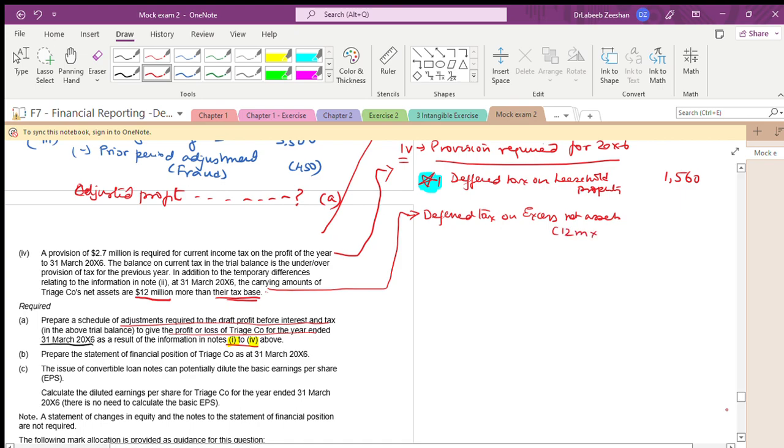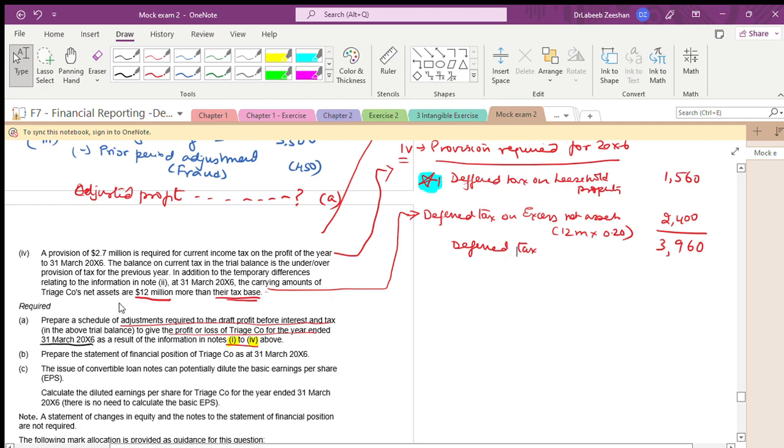Into what is the tax rate? What is the tax rate they gave you? They gave us a tax rate of 20%. How much will we get? 2,400. This is the deferred tax. Okay, now go back to the balance sheet.